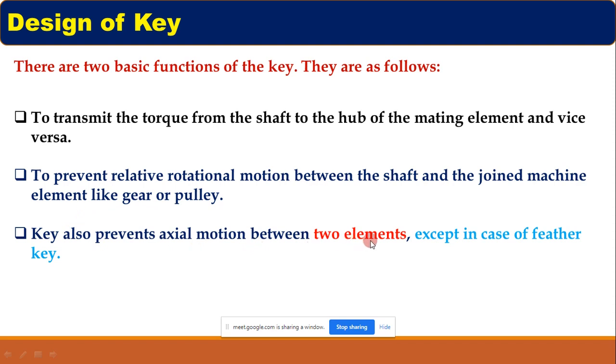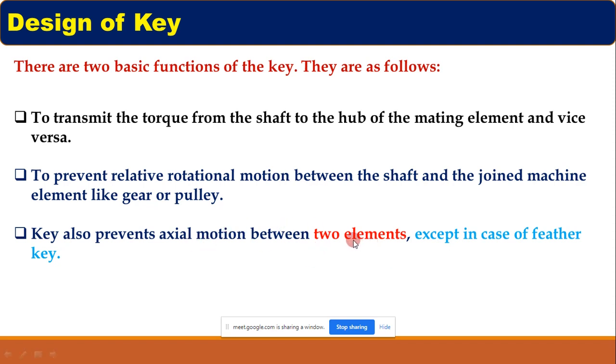Now imagine that there is a shaft, and on that shaft we have mounted a pulley with a belt. If you are using a key in such an application of a shaft and pulley system, there will not be any axial motion of the pulley along the length of the shaft. As you have used the key, the axial motion is prevented with the help of the key.